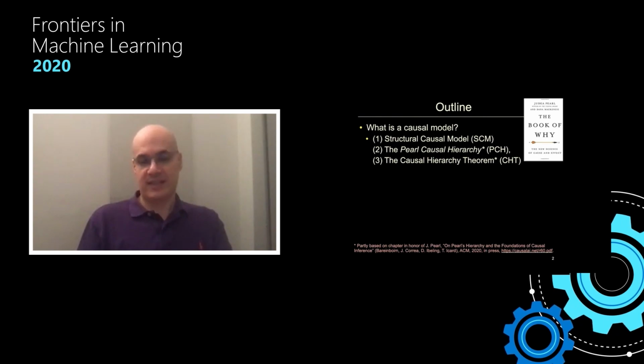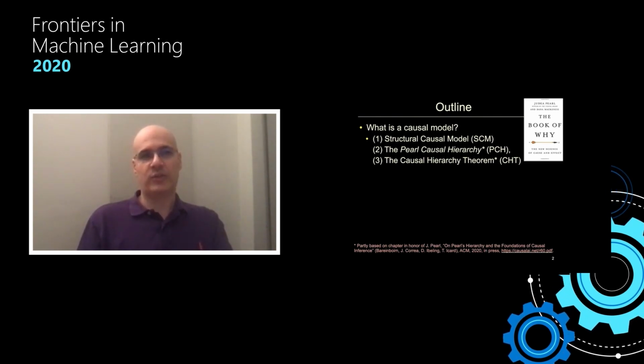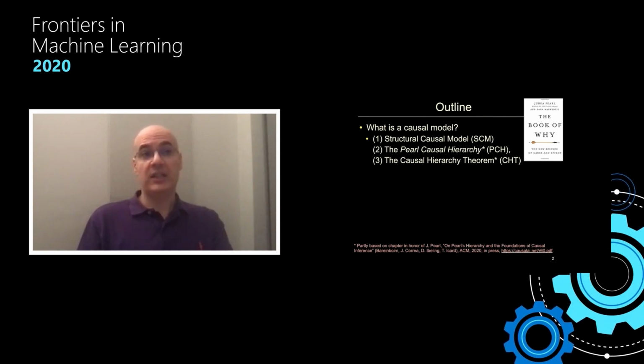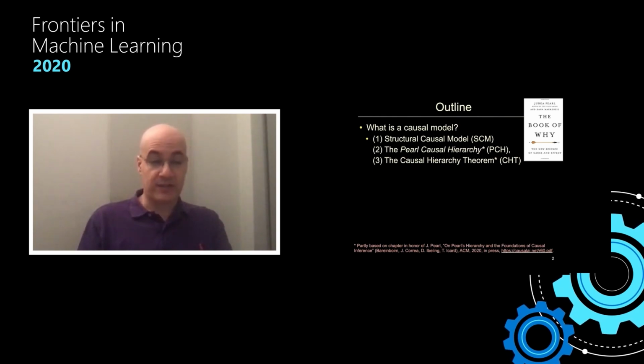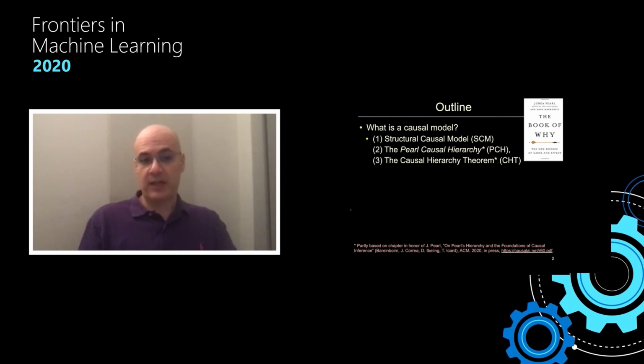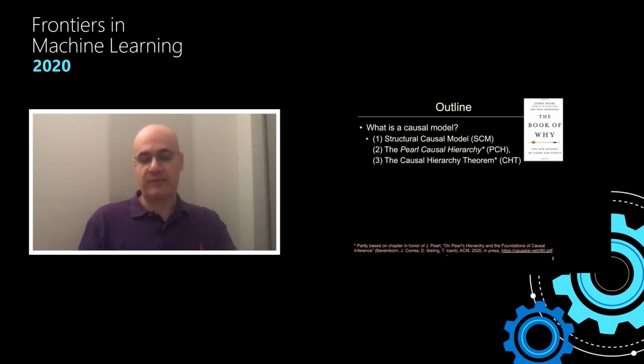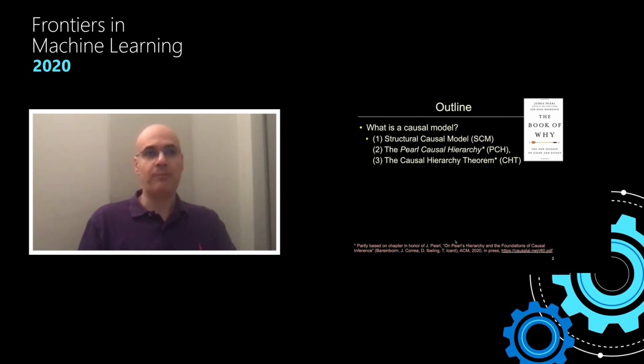It's pretty good since it discusses the foundations of causal inference, how it relates to the future of AI and machine learning, more prominently in the last chapter, as well as the intersection with the other sciences. This is work partially based on the chapter that we wrote in honor of Judea on Pearl's hierarchy and the foundations of causal inference. This is joint work of Juan Correa, Duligur Ibeling, and Thomas Icard. The first is my student at Columbia, and the last two are collaborators from Stanford University. This is the link here to the chapter. Take a look, because most of the things that I'm talking about here are there in some shape or form.